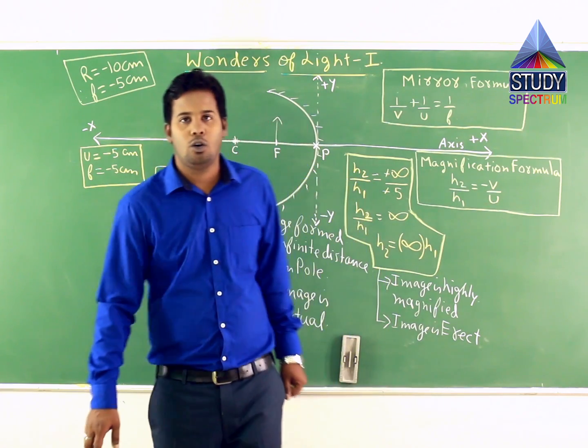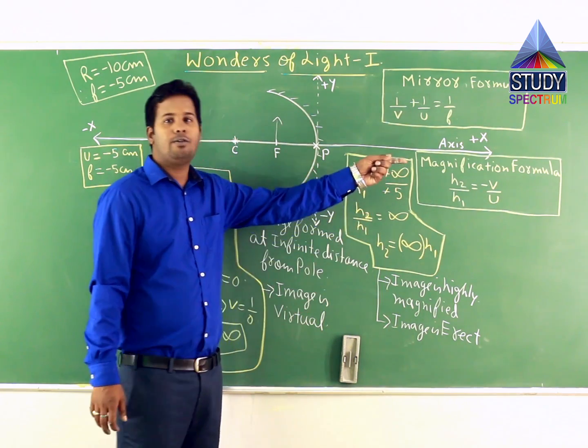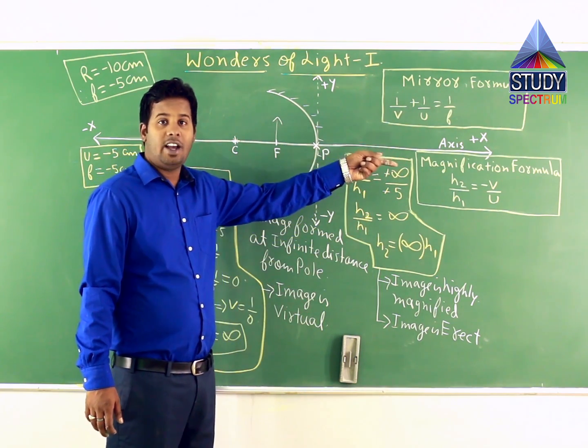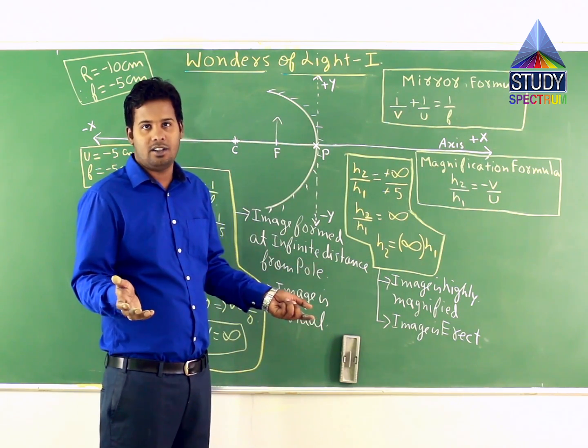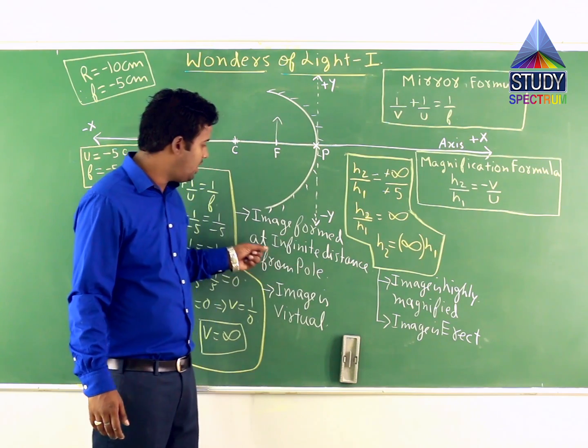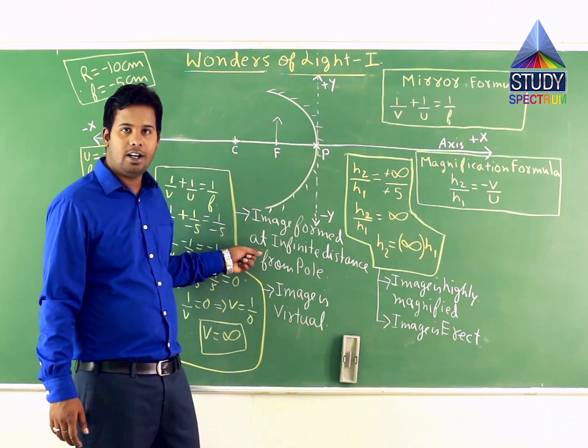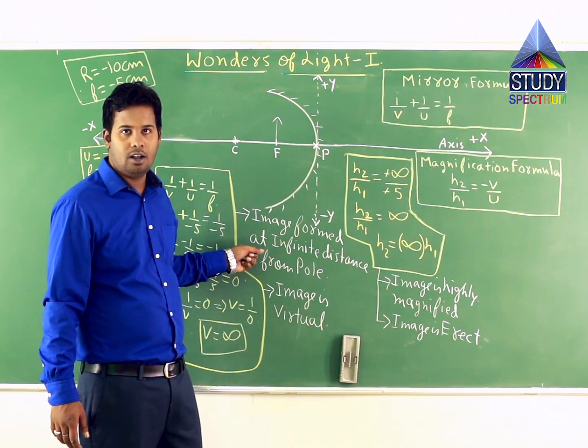Now since v is equal to infinity, the image is being formed on positive x-axis at a very far distance, that is termed as infinite distance. So the first result we have written is image formed at infinite distance from pole. Correct?